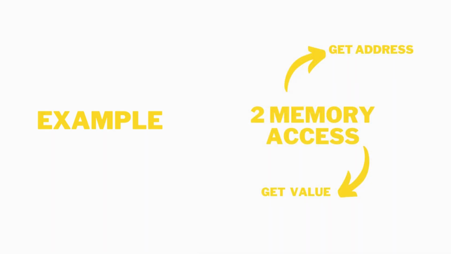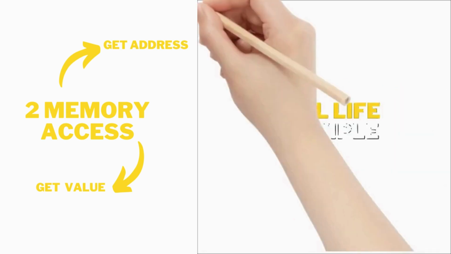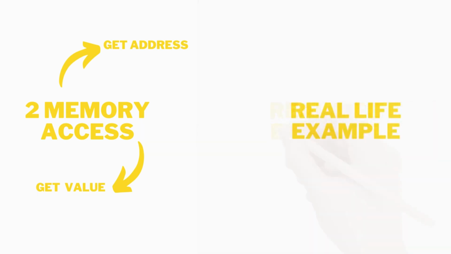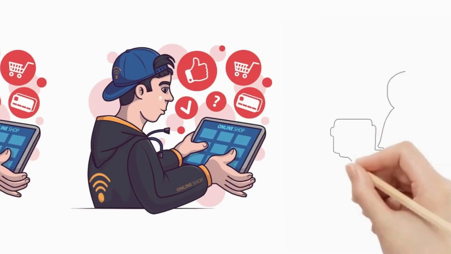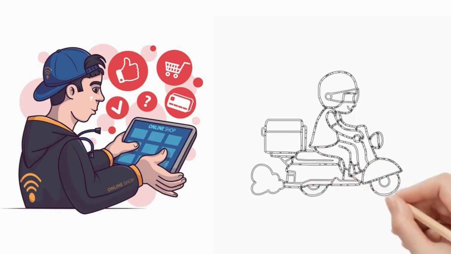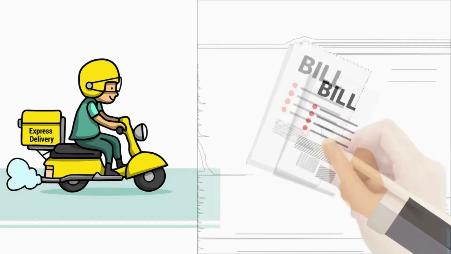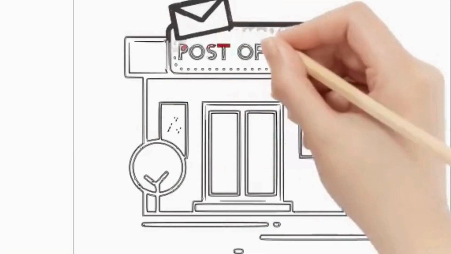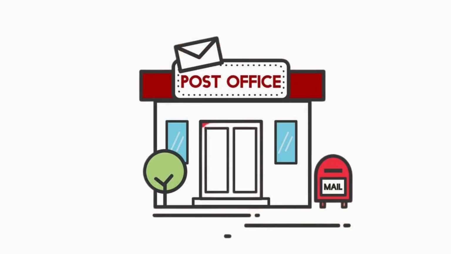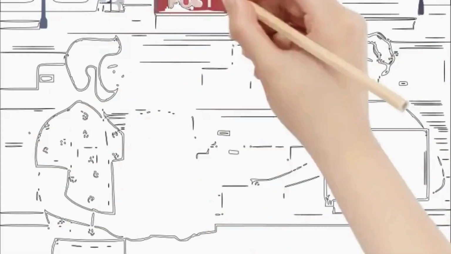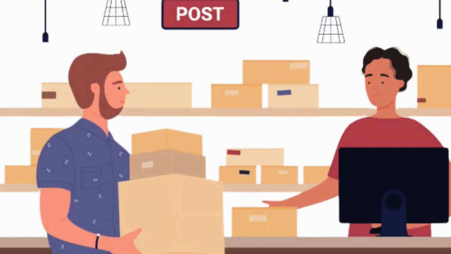to get the value. Here is a real-life example to help you understand further. Imagine you've ordered a parcel online, but instead of the delivery service bringing it straight to your home, they send you a pickup slip with an address where your parcel is stored. You then have to go to the location where the address is located. Then you hand over the slip and the clerk will finally fetch your parcel.